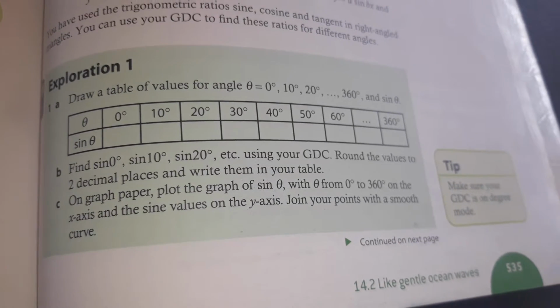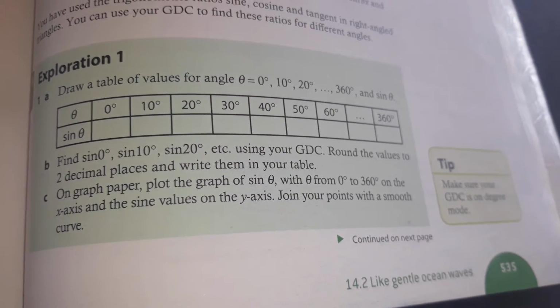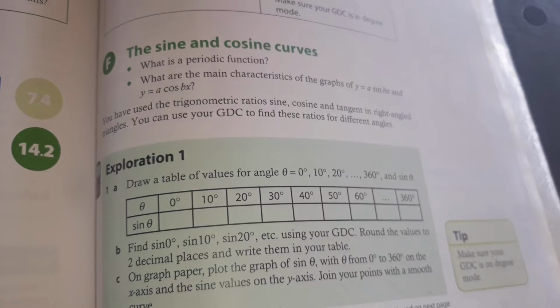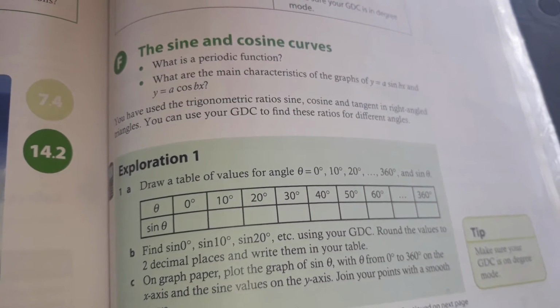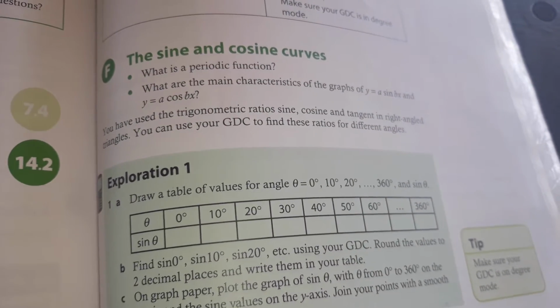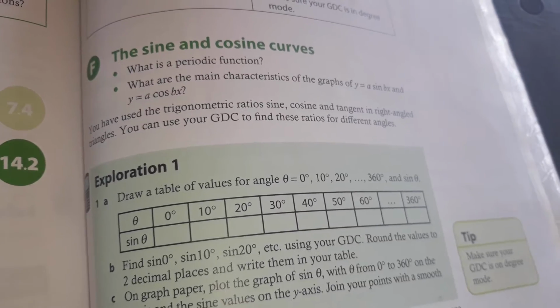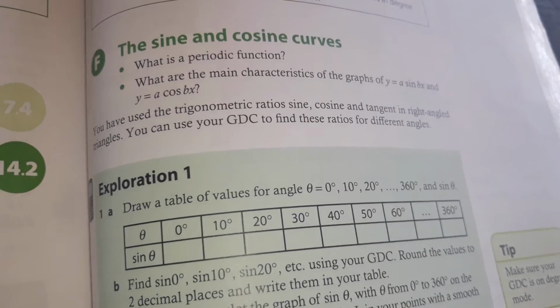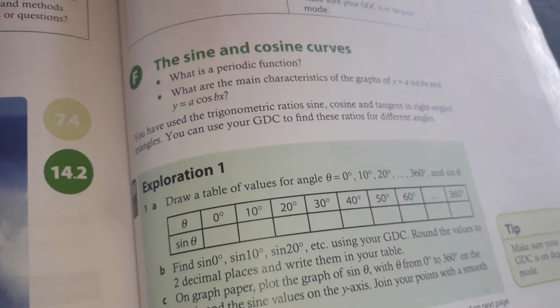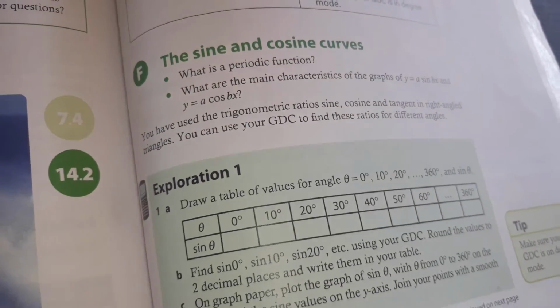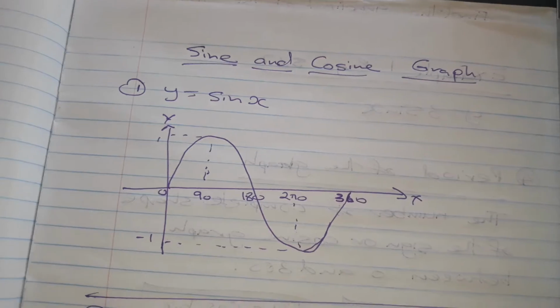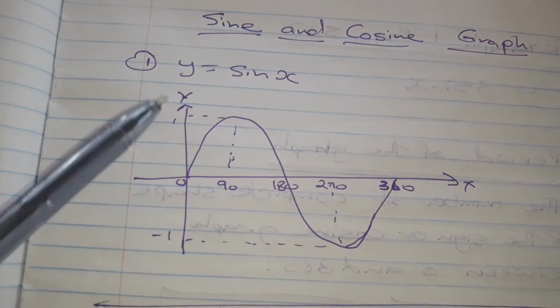Hello MYP5, we are on page 535 and today we are going to look at the sine and the cosine graphs. You have looked at a number of graphs already and now we are going to look at the sine graph and the cosine graph. Remember, sine and cosine were in trigonometry ratios. Okay, the sine graph. The first one we're looking at is the sine graph.